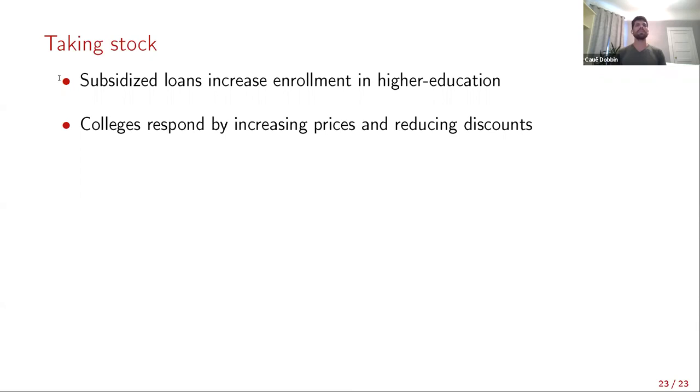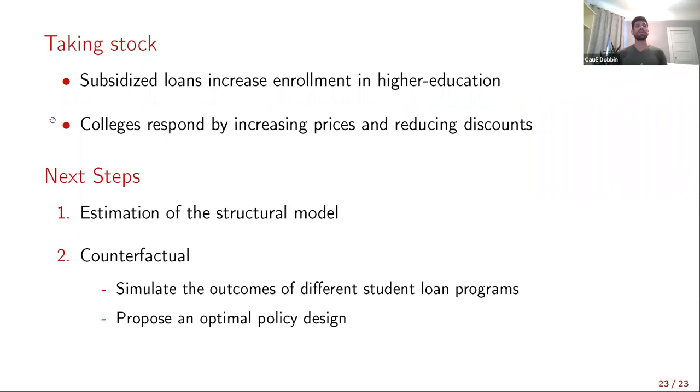But then on the other hand, colleges do respond to this availability of student loans by increasing prices and also reducing discounts. And that's likely to reduce the effect of the policy. So with that in mind, our next step is to finish estimating the model that I was just discussing the intuition for. And our goal with this model is that once we have it, we're gonna be able to simulate what the outcomes of different loan programs are gonna be and then propose which of these different designs delivers the best results.